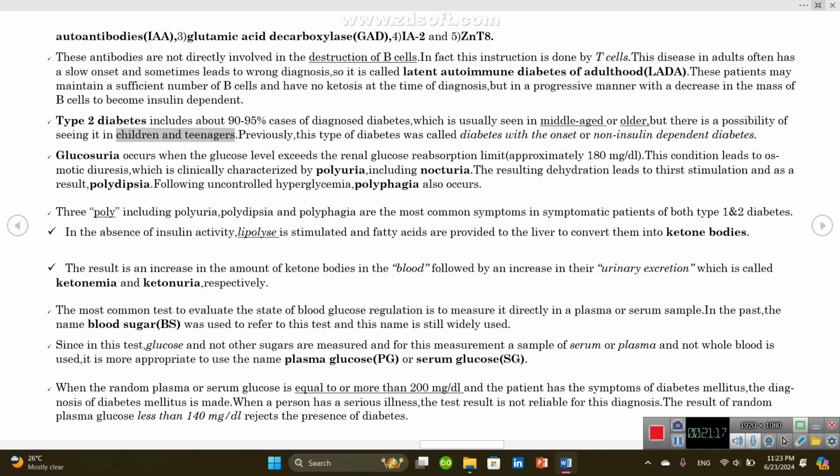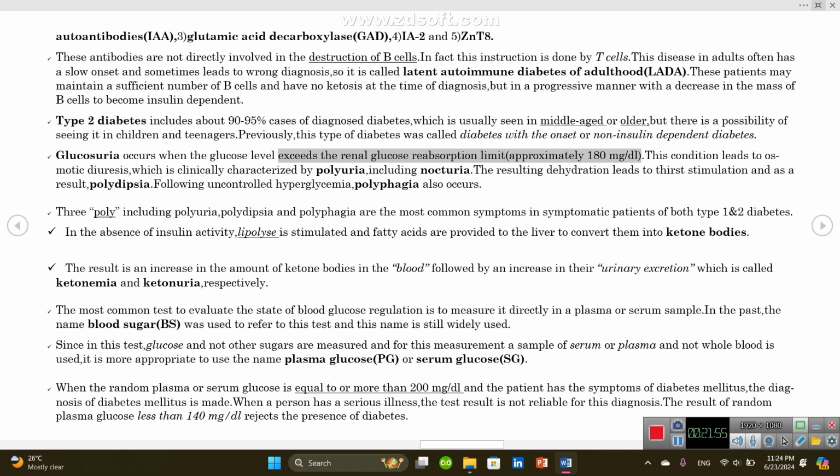Previously, this type of diabetes was called adult onset or non-insulin dependent diabetes. Diabetes type 1 has multiple old names, and type 2 diabetes also has multiple old names. So, glucosuria. What is glucosuria? Glucosuria occurs when the glucose level exceeds the renal glucose reabsorption limit, approximately 180 milligrams per deciliter.